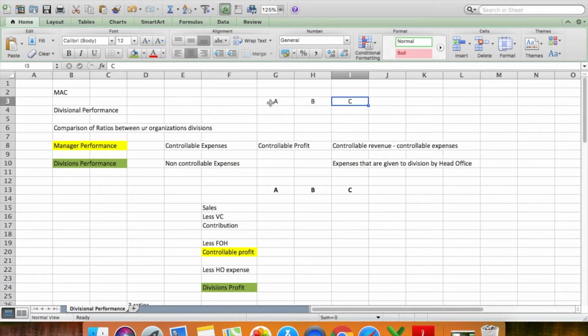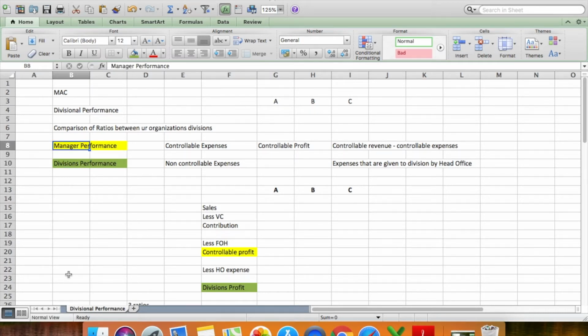Could be A, B, C, or between an organization's current year and previous year, or with competitors of the organization, or the industry which the organization represents. Now, the key area of divisional performance is to highlight the difference between manager performance and divisional performance.